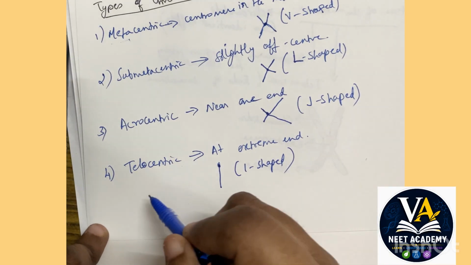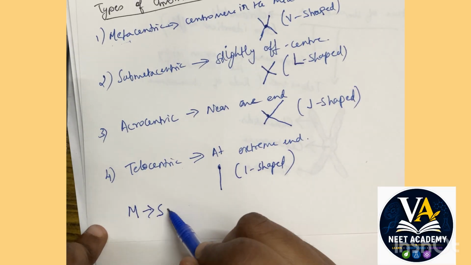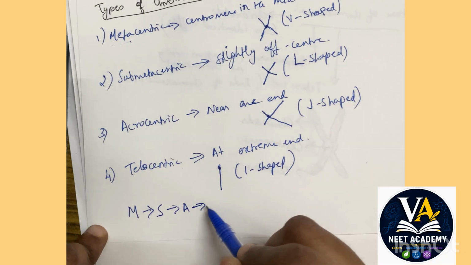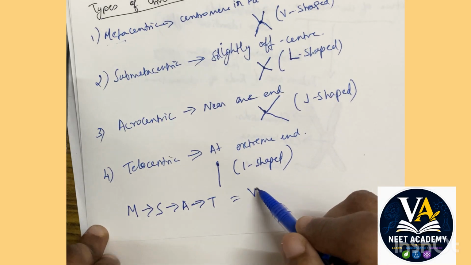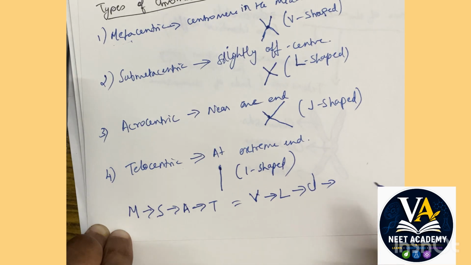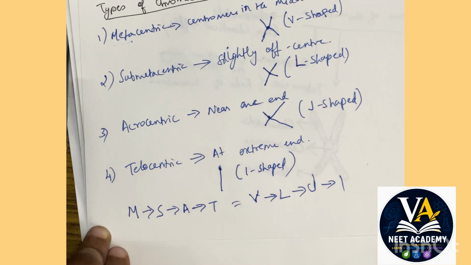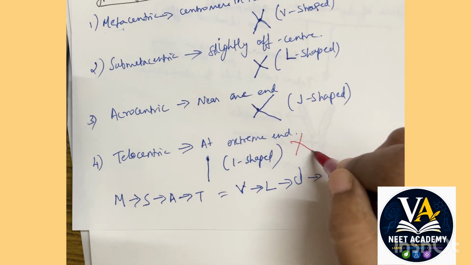Okay, so an easy way, a trick to remember: metacentric, submetacentric, acrocentric, telocentric. MSAT is equal to V, L, J and I. MSAT is equal to VLJI, just the trick to remember. We will see the neat facts about this. Telocentric chromosomes are not found in humans. So these are completely absent in humans.